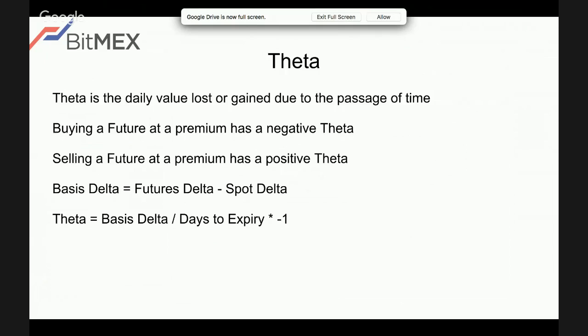We want to take what I call basis delta, which is basically the difference between the delta calculated at the futures price and the delta calculated at the spot price. This is basically your aggregate time value. You take that basis delta, divide by the number of days that the futures contract has to expiry, and multiply by -1.